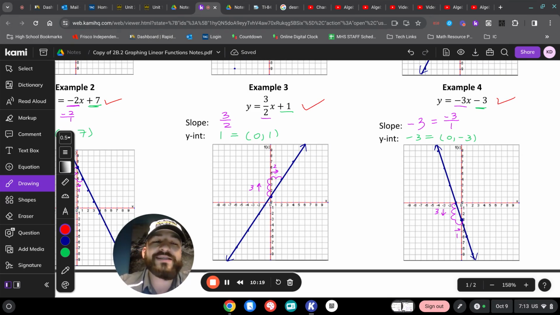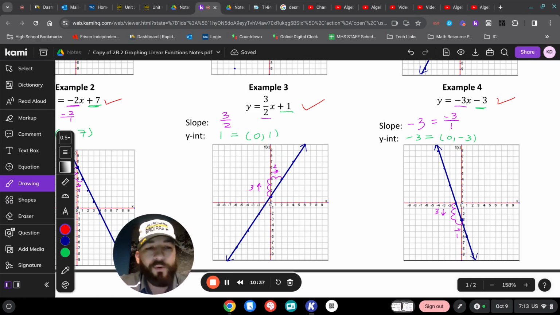Identifying our slope, it is that negative 3, the number in front of x, and we can rewrite that in rise over run as negative 3 over 1. And then our y-intercept is that negative 3 at the end, so a little strange that they're the same, but that happens sometimes, which is, of course, going to give us the y-intercept of 0, negative 3, because it's that number that's not with the x, it's just by itself.